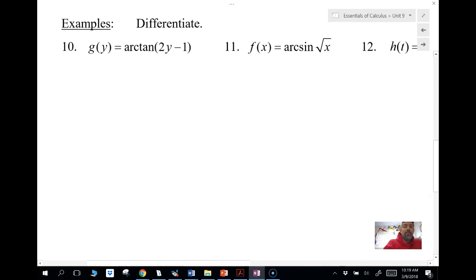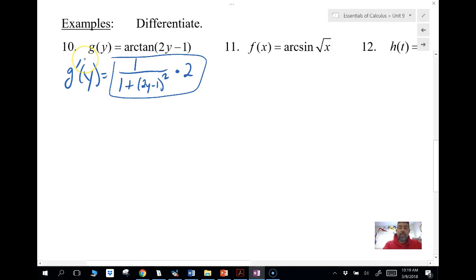What is the derivative of arctangent of 2y minus 1? The derivative of arctangent is 1 over 1 plus x squared, where x is just whatever's inside our parentheses. So we're going to have 1 over 1 plus (2y minus 1) squared, times the derivative of the inside, which is 2. There we go, that's our answer. You can put the 2 on top if you want, if you really want to make it look nice.